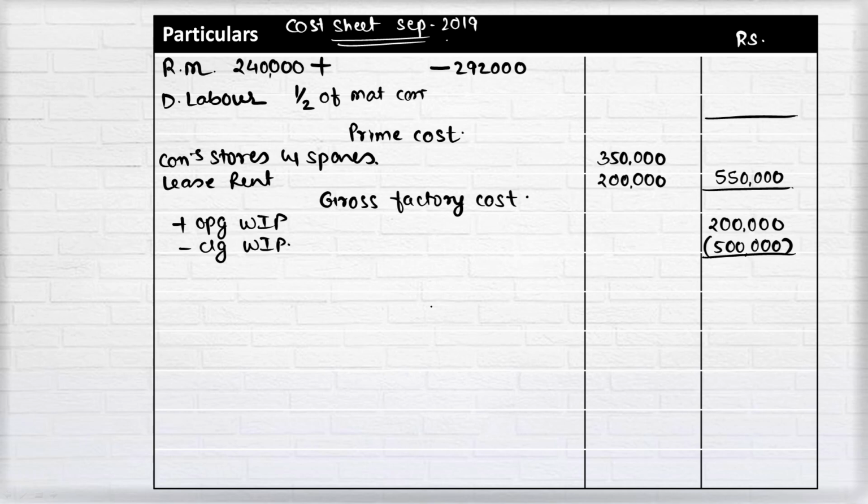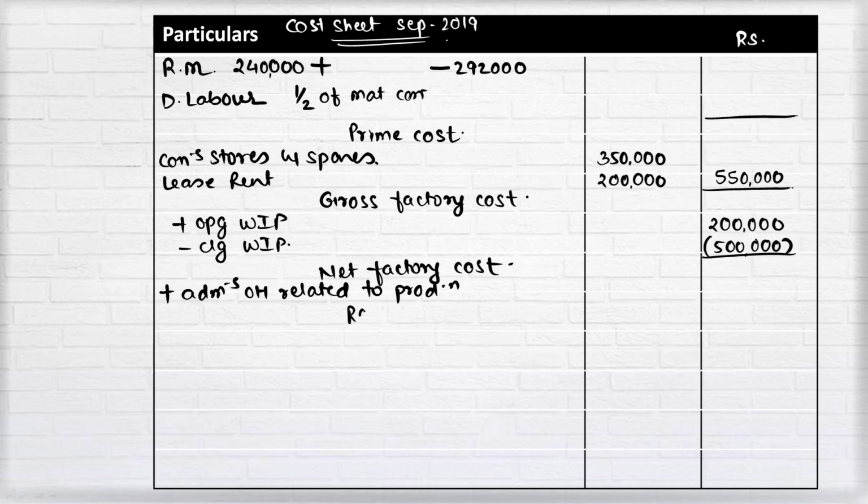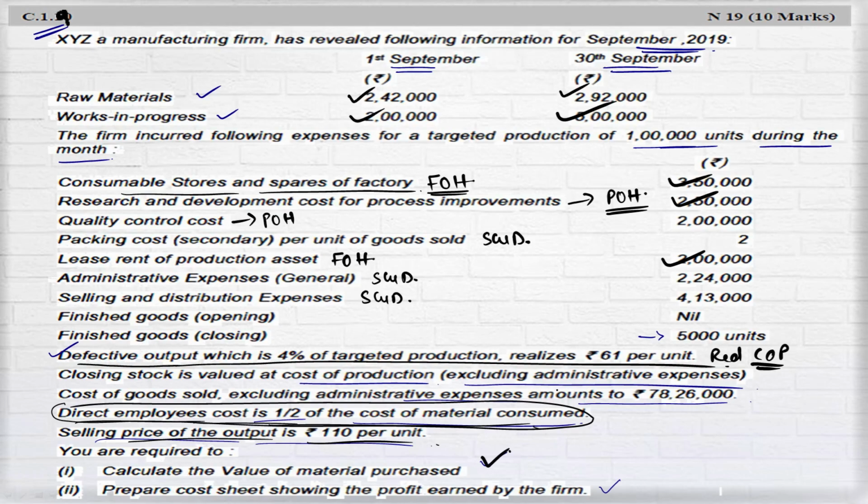I will be getting the answer of net factory cost plus administrative overhead related to production. This is a good sum because you come to know what overheads we are writing down and which nature they are in. It will be research and development 2,50,000. Quality control cost 2 lakhs.